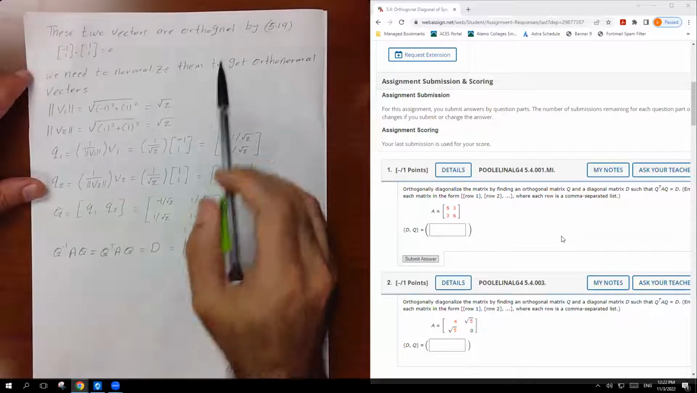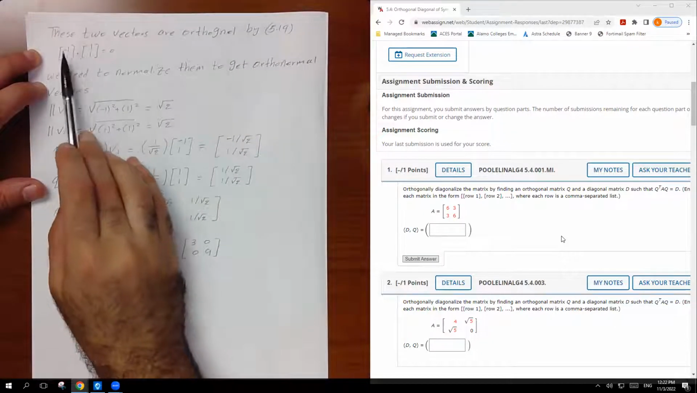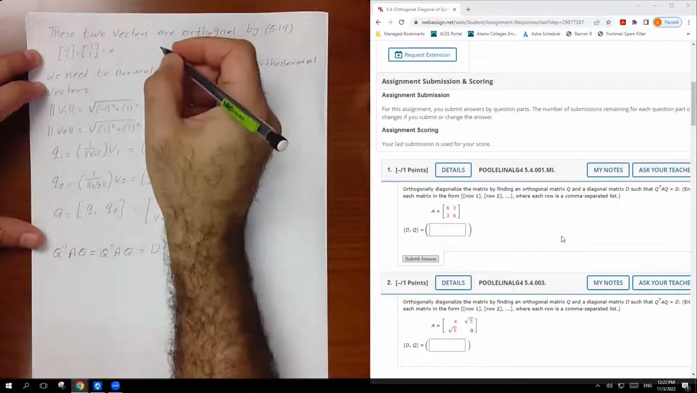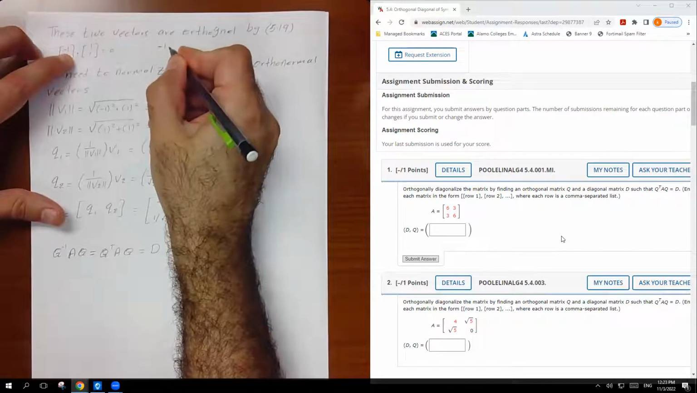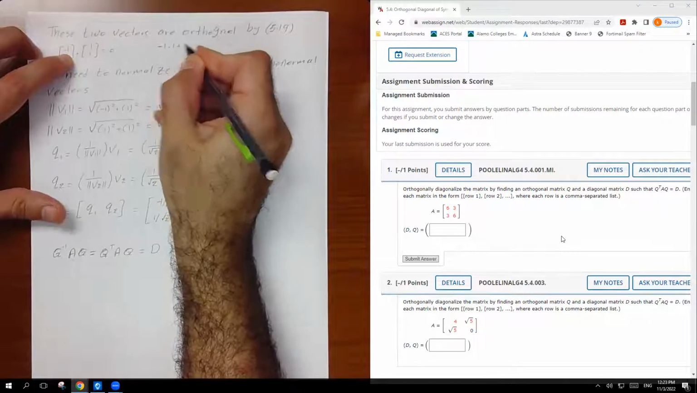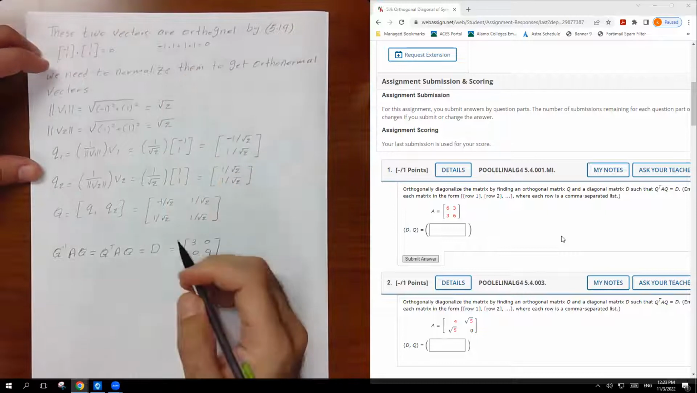These two vectors are orthogonal by this theorem. That means the dot product is going to be -1 times 1 plus 1 times 1, which is equal to 0.